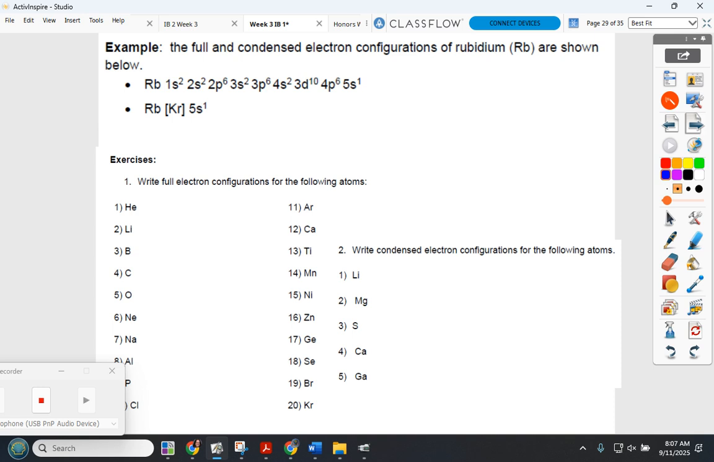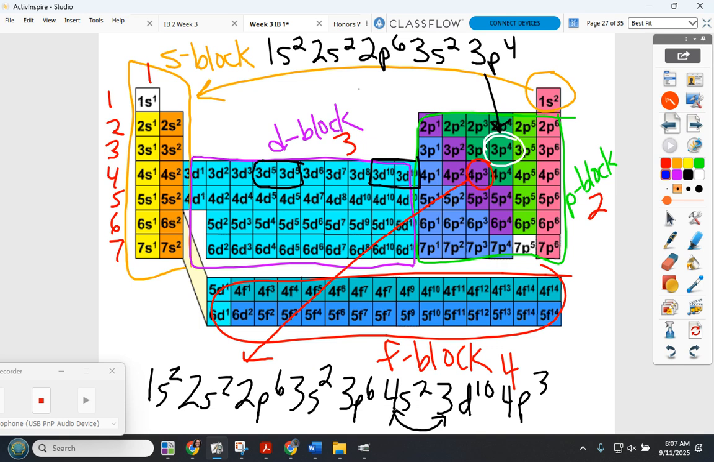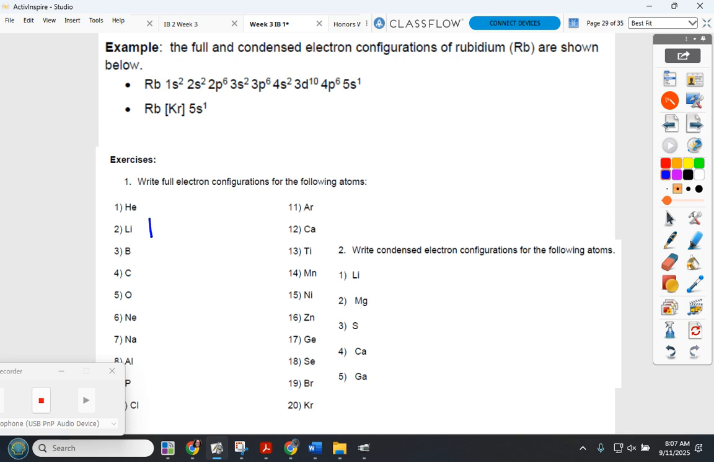It's not always faster if we look at the smaller elements. So if we look at lithium on the exercises, our full electron configuration, we can see lithium's right here, so it's 1s2, and then 2s1. So that's the full electron configuration for lithium, right? The condensed electron configuration actually takes longer to write.